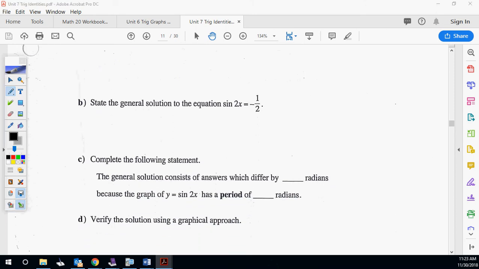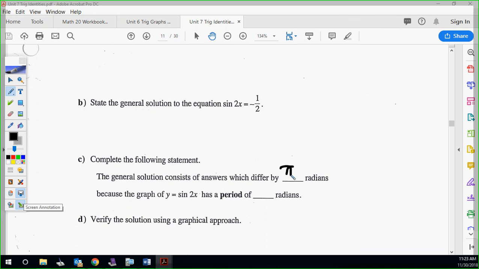The general solution consists of answers which differ by pi radians, because the graph of y equals sine 2x has a period of pi. Why does it have a period of pi? Well, we go 2 pi divided by 2, right? That's how the period becomes pi. Or 2 pi times a half, whichever you want to do.